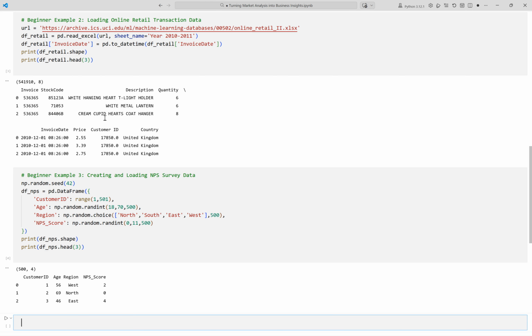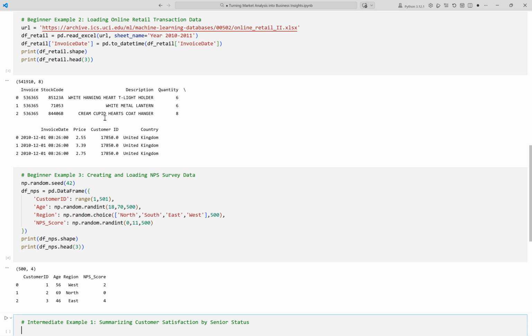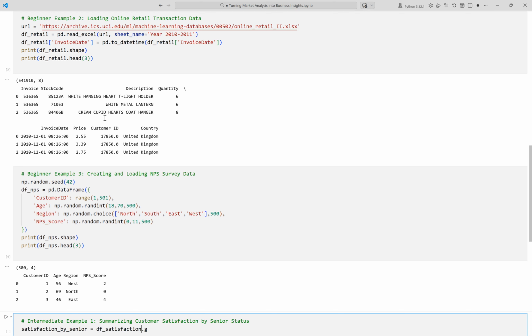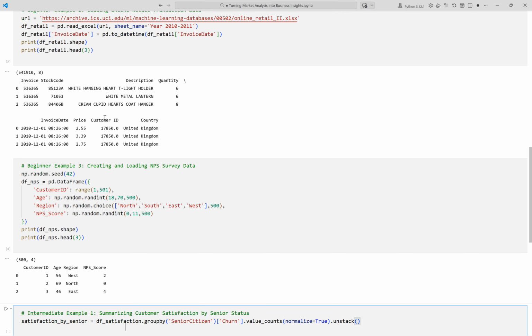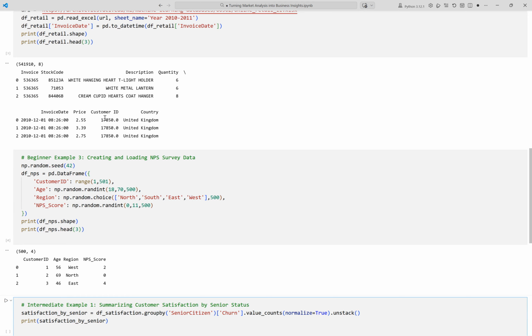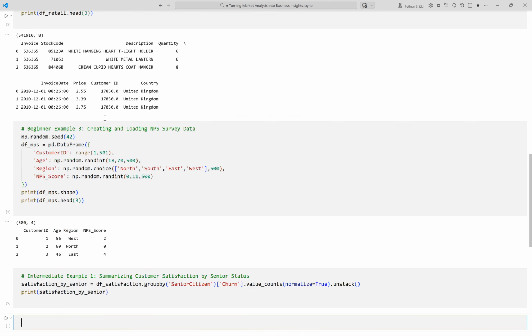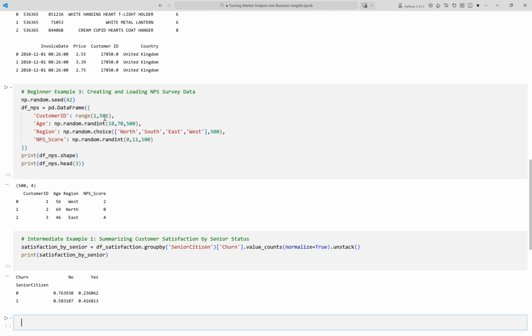Now we analyze how customer churn rates differ by senior citizen status. We group customers by whether they are a senior and look at normalized churn counts. The output shows what percent of seniors and non-seniors left the company. Running the cell now. This output summarizes customer churn rates grouped by senior citizen status, showing the proportion of customers who stayed, no, versus those who left, yes.